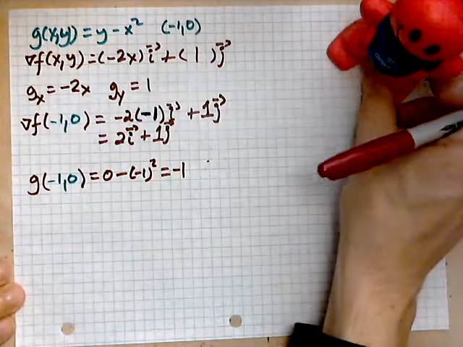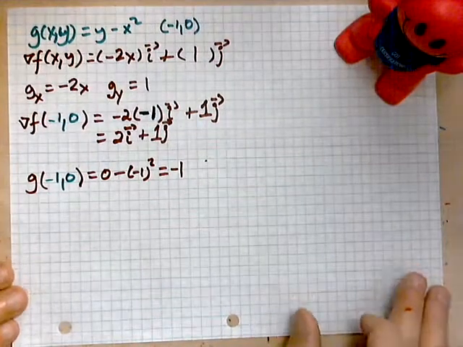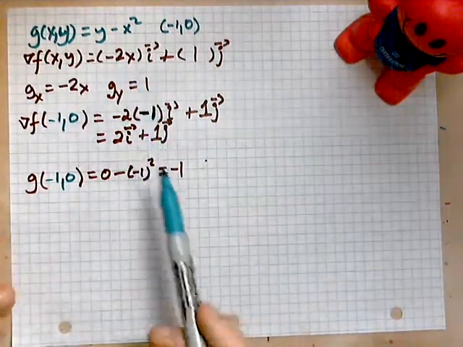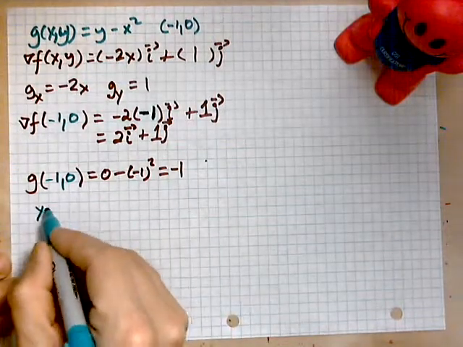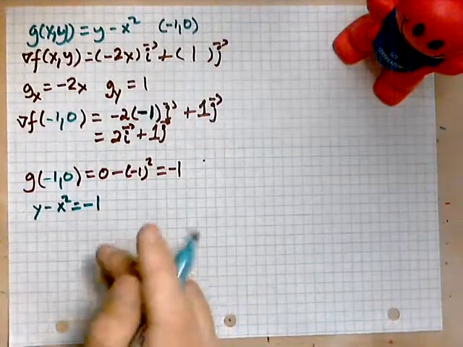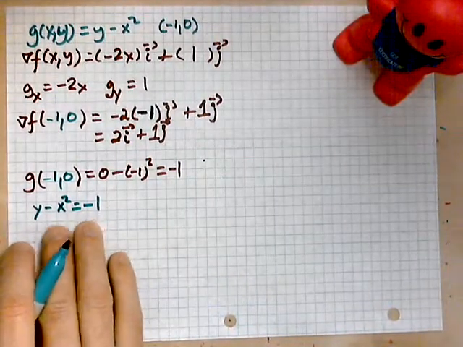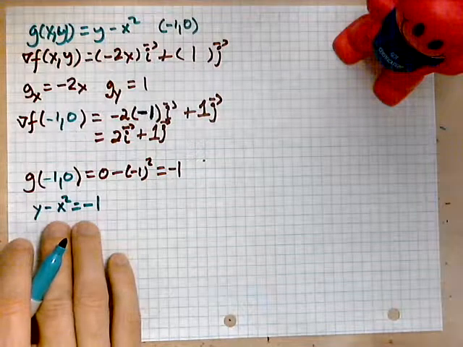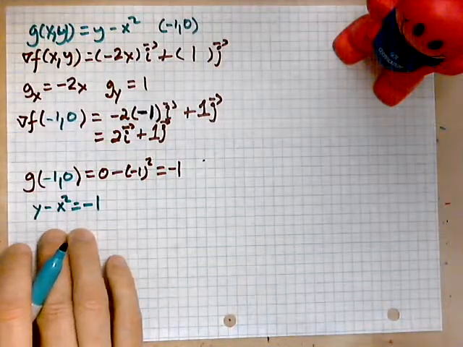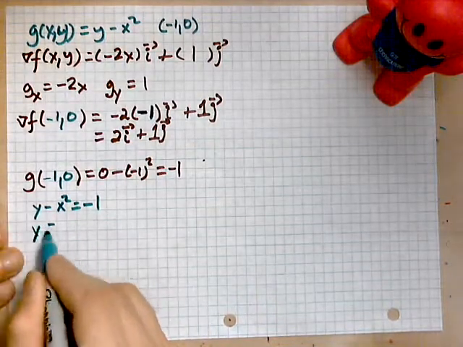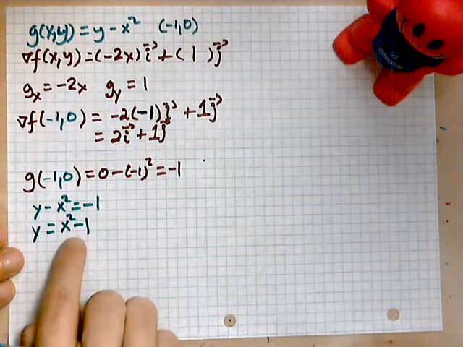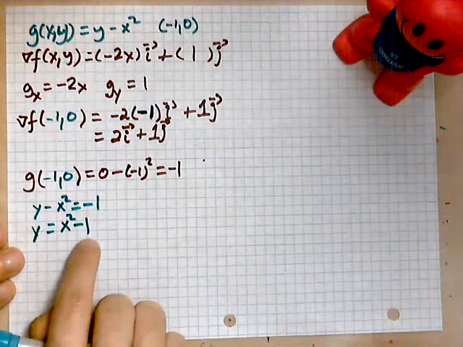Now that we have this in place, let's sketch this level curve. So what we will do is take the function g, set it equal to -1. So y minus x squared equals -1. With this in place, this is a curve in the xy coordinate plane. We can sketch it. So this is the following curve, y equals x squared minus 1. So you see it's a parabola that's been shifted down by 1.